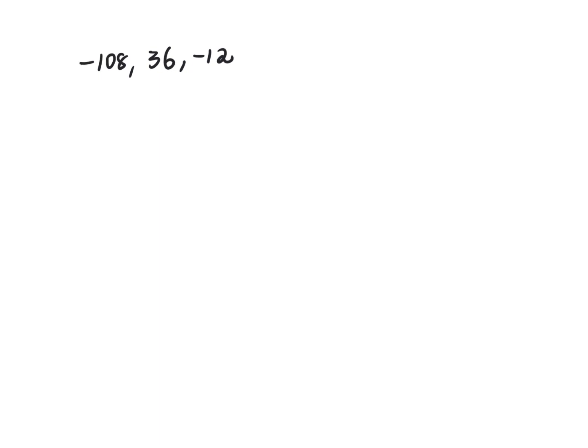Okay, for the next question, I've got the same thing just with a different sequence. This looks like a geometric sequence to me, so I'm going to see if I'm multiplying the same thing to get from there to there and there to there. So how am I going to do that? Let's say this one divided by that one, 36 divided by negative 108, and that gives me negative a third. So if I times by negative a third, I go from term 1 to term 2.